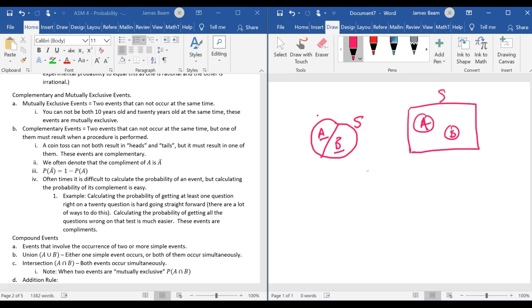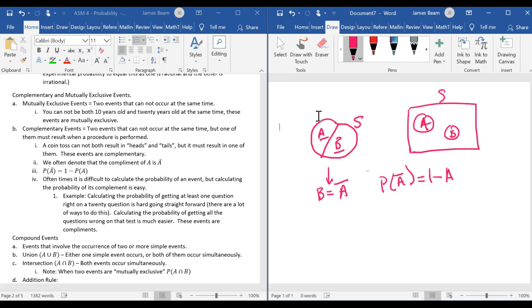Heads and tails are complements. So we can actually, in this case, say that B is the complement of A. We use a little bar like that. Which also means that the probability of the complement is 1 minus the probability of the event. Sometimes it is pretty tricky to calculate an event, but calculating its complement is oftentimes easier.